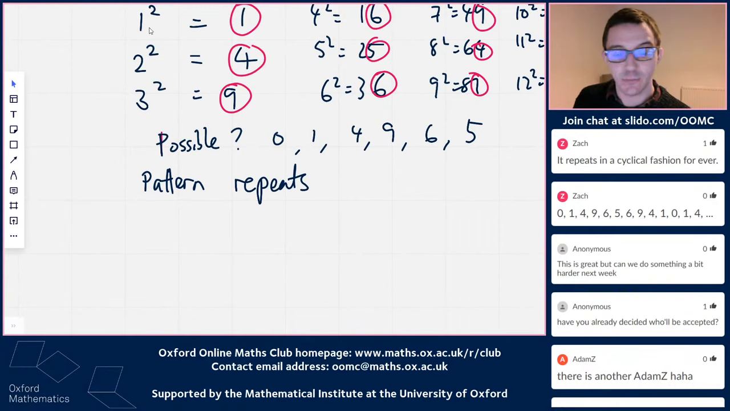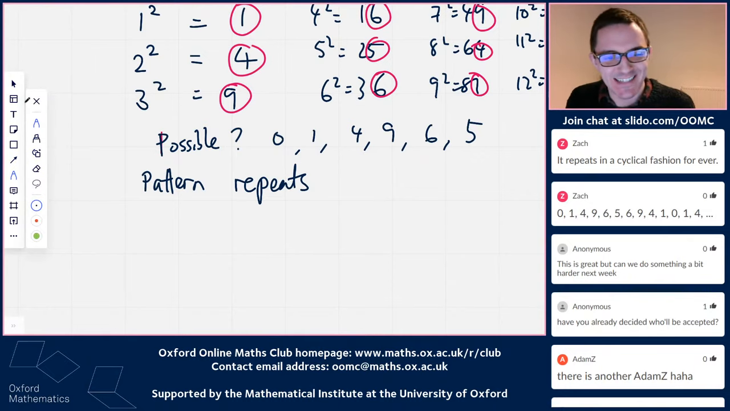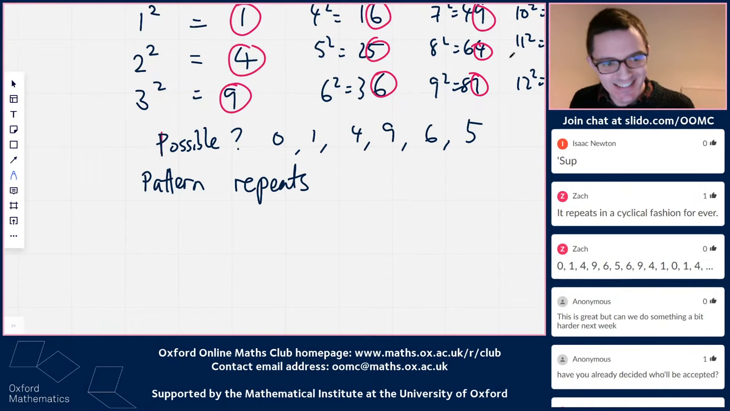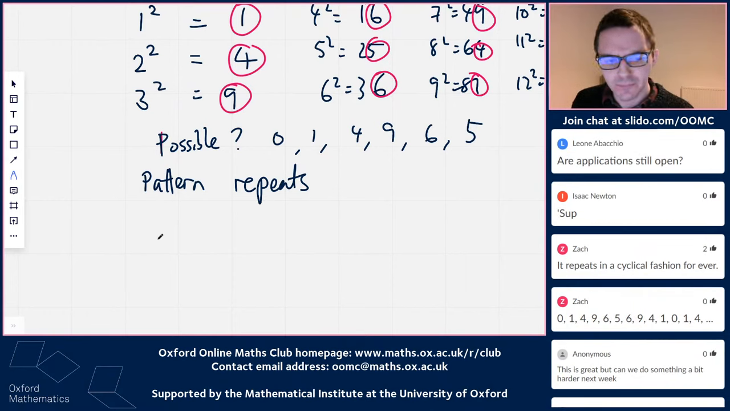If I add 10 to 1, I get 11, and the square seems to be ending in the same digit. Actually, that makes a lot of sense, right? It says that when you're squaring a number, the last digit that you get only depends on the last digit of the thing that you squared. So for example, if we were looking at 21 squared, then that would end in a 1, because it just depends on the last digit.